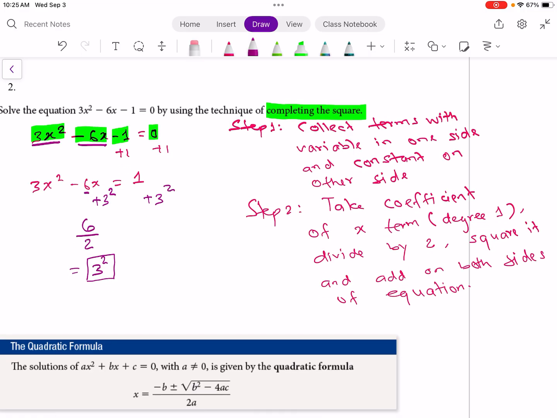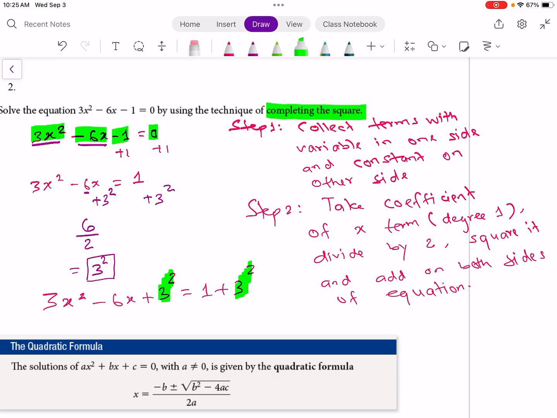So our equation looks like 3x square minus 6x. We are adding 3 square, so we are adding 3 square on both sides, plus 3 square. So we added 3 square. You do not add 3 square every time, okay? It depends on the coefficient of x.